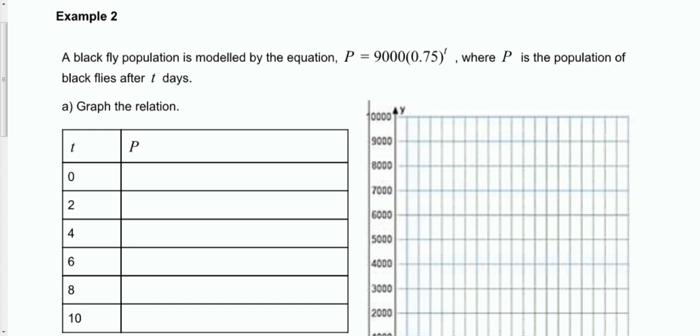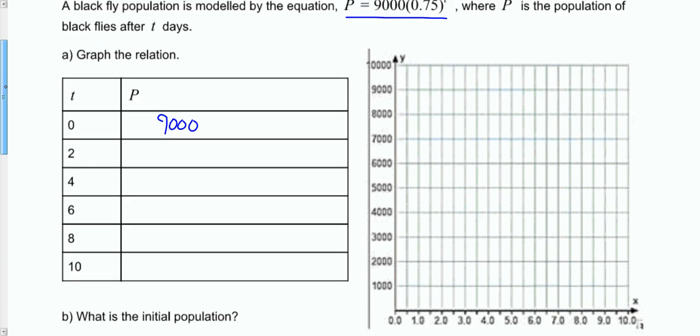So here in example 2, we have a black fly population, and it's modeled by this particular equation. P is equal to 9,000 times 0.75 to the exponent T, where P is the population of black flies after T number of days. So we're going to graph this relation. First off, we need to fill out the rest of the chart. If T equals 0, my initial value is going to be 9,000 insects.